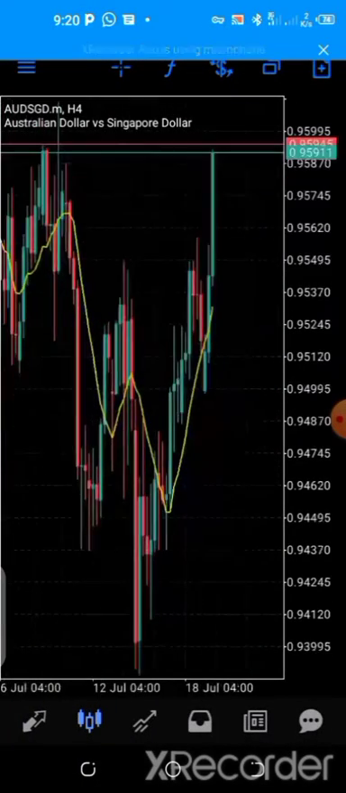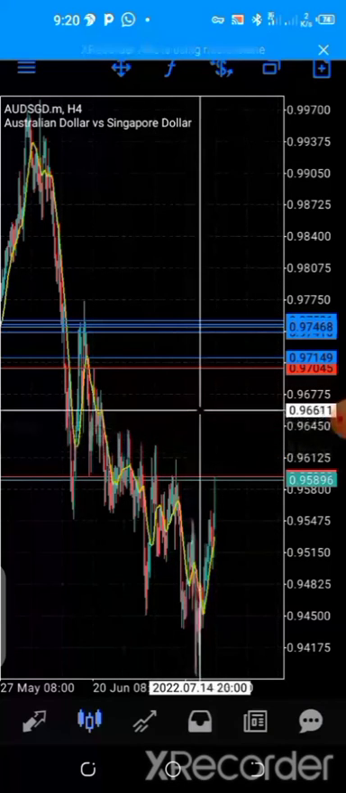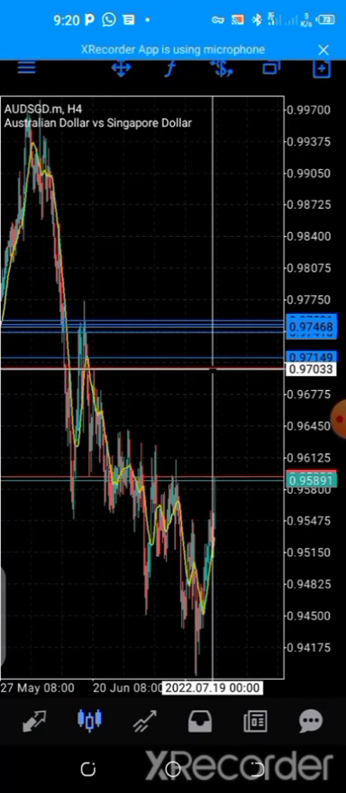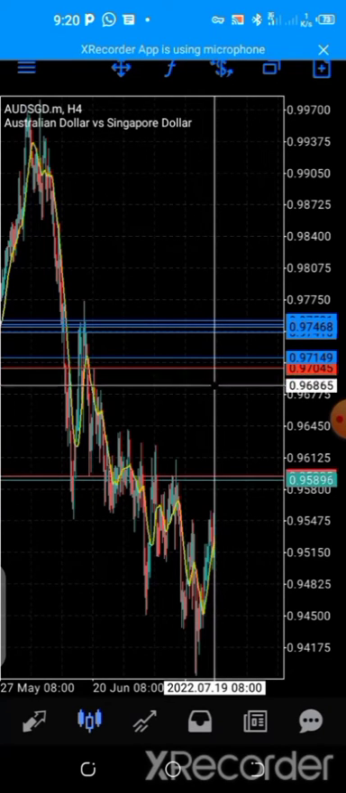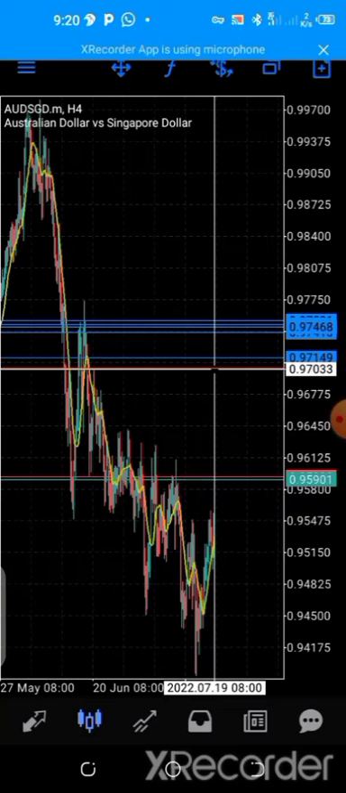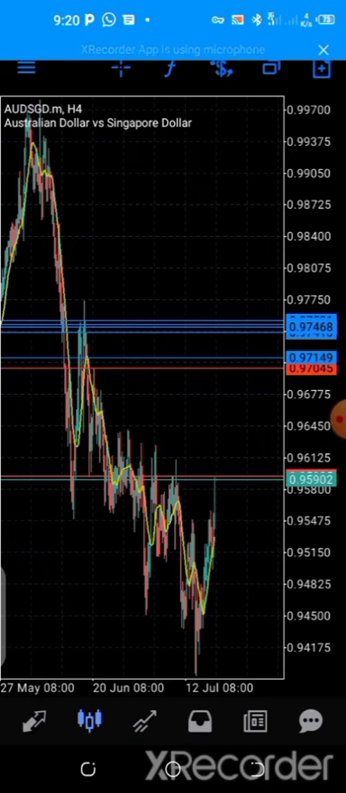Okay, you can zoom your chart with your hands. You can zoom it. Let me put my take profit. I will say my take profit is here. Let me write it down. Take profit, TP, is at 0.97033. So should in case I want to enter this trade, I'll go to my trade button here, the plus sign.